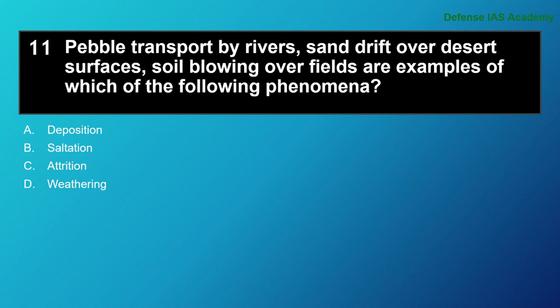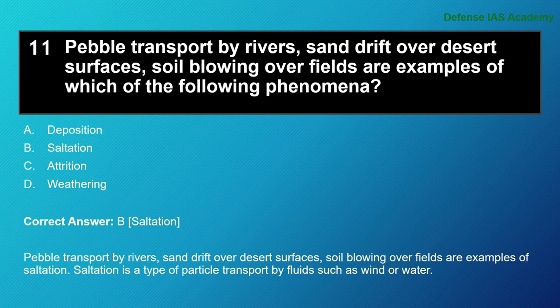Question 11. Pebble transport by rivers, sand drift over desert surfaces, soil blowing over fields are examples of which of the following phenomena? The answer is option B, saltation. Pebble transport by rivers, sand drift over desert surfaces, soil blowing over fields, etc. are examples of saltation. Saltation is a type of particle transport by fluids such as wind or water.